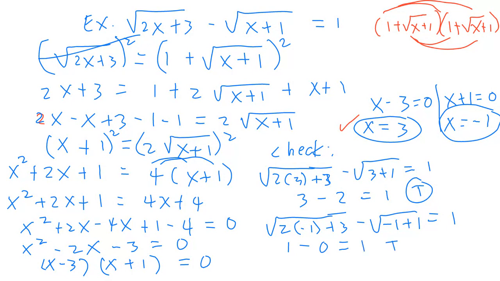So this is true also. So the two values are correct, and you can put that in the solution set. These are true solutions for your x values. So -1 first, comma, 3. Again, for this problem, you have two answers. That's -1, and the other one is +3.